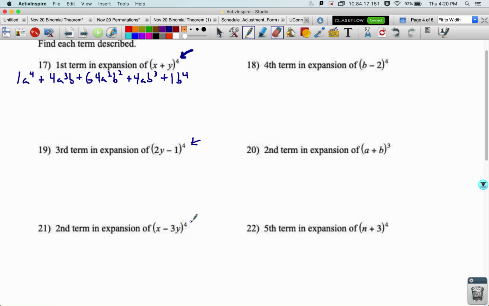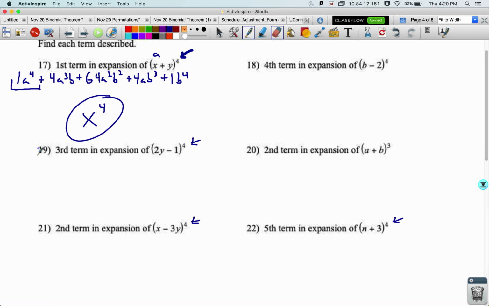All right, I'm just going to keep this written here because I might use it on this problem, which also has a 4, or this one, or this one. I don't have to keep rewriting this. I can just go back to it and grab the term that I need. For this one, I need the first term, so I just need the 1a to the 4th. I then look and see that x is in the position of a, so this just becomes 1x to the 4th, or just simply x to the 4th.